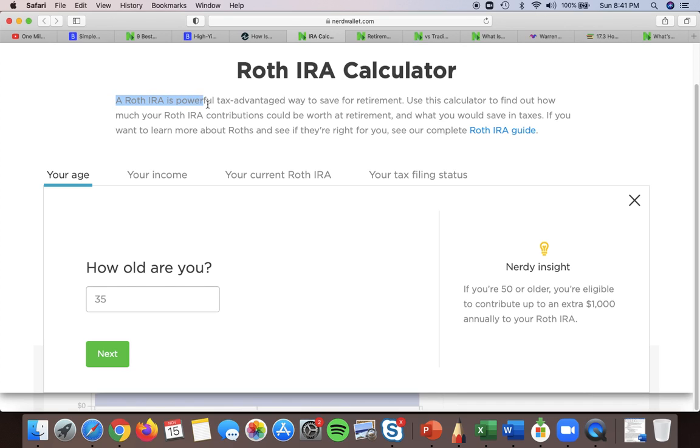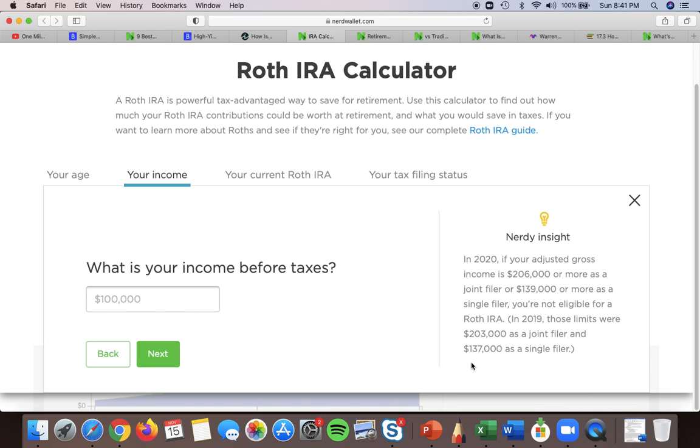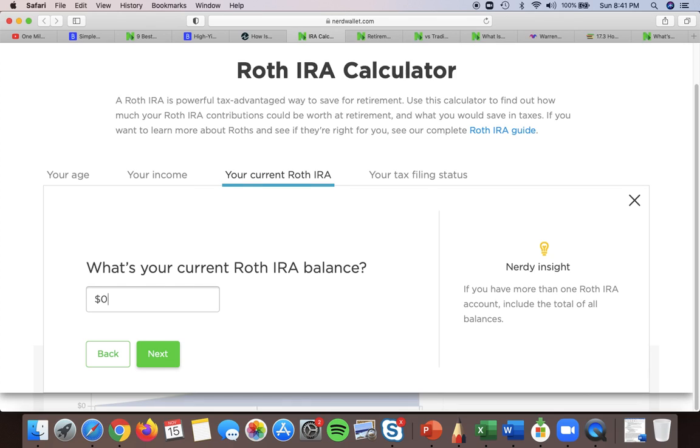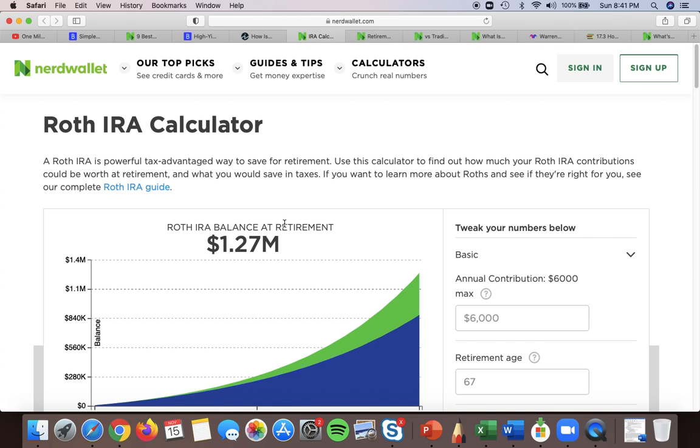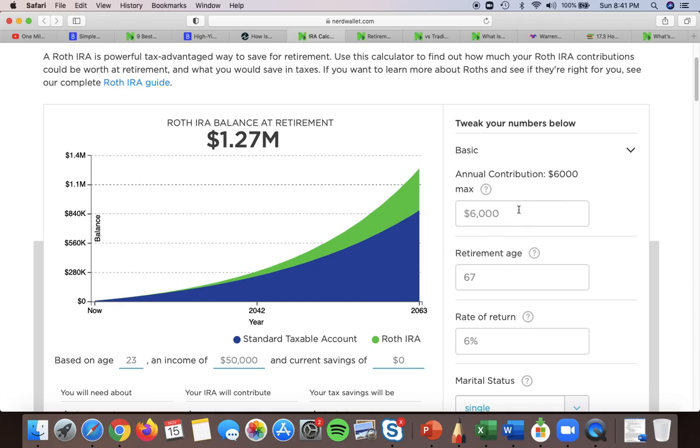So this description here, it shows what a powerful tax advantage way it can be to save for retirement. This is true for most people who start early. So let's say that someone starts their Roth IRA after they graduate with a 4-year degree. So let's say they graduate and go into the workforce at age 23. Let's stick with that original salary amount, $50,000 per year. Let's say they start with nothing saved up and they're single.